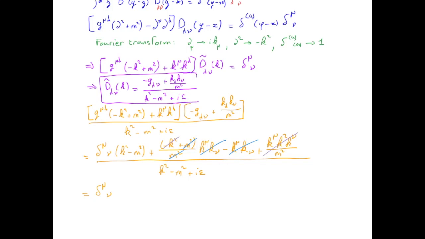Notice that we need to have mass not equal to 0 because we are dividing by the mass in the numerator.